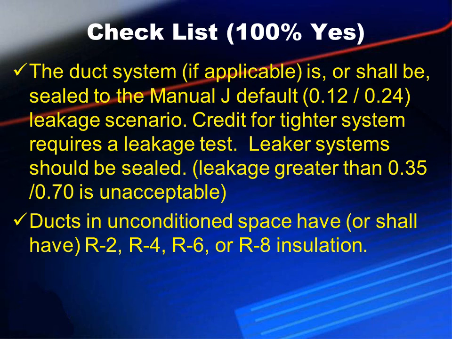The duct system is or shall be sealed to the Manual J default value of 0.12 to 0.24. Now, credit for tighter systems requires a leakage test. Leakier systems should be sealed. Leakage greater than 0.35 to 0.70 is unacceptable. Ducts in unconditioned space have or shall have R2, R4, R6, or R8 insulation. In other words, they need to be insulated if they're in an unconditioned space.